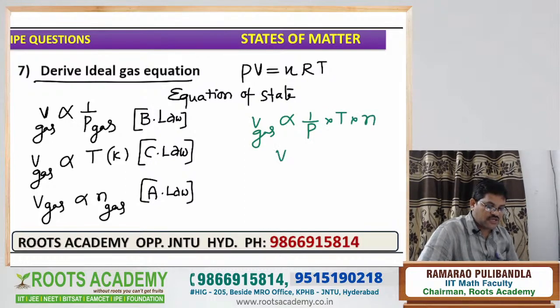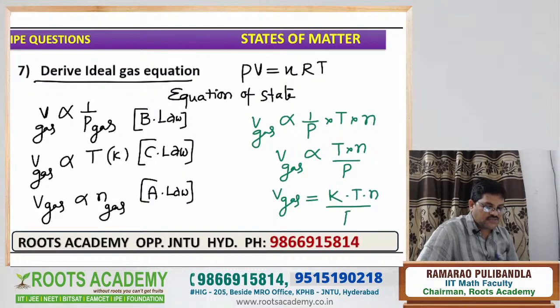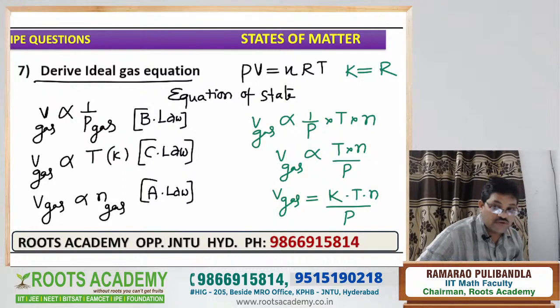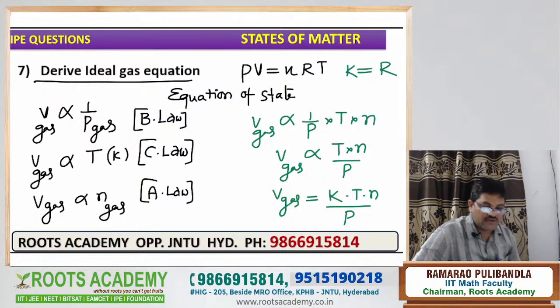To remove the proportionality, you introduce a constant. So V is proportional to T into n by P. To remove the proportionality, you write volume of the gas is equal to K into Tn by P. Here K is the proportionality constant. The K is replaced by the R value. What is the R value? Universal gas constant value.